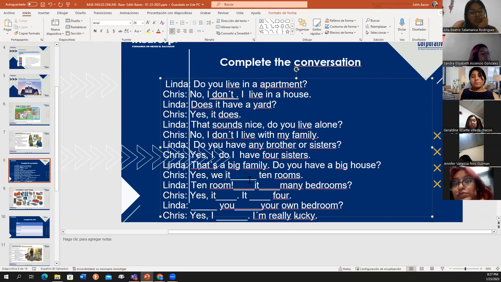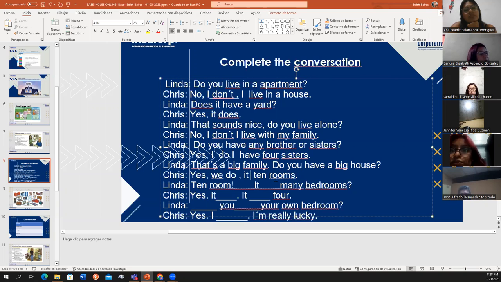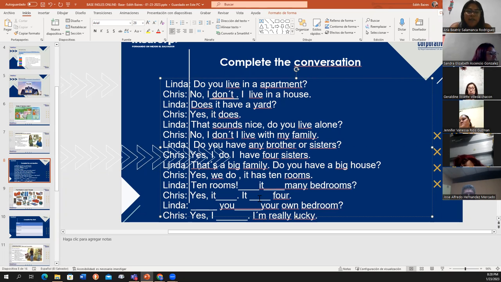Yes, we do. It has 10 rooms. Why does? It has. Ajá, porque la casa es la que tiene 10 rooms. Yeah. Okay. It has 10 rooms. Uh-huh. Yes, it has.